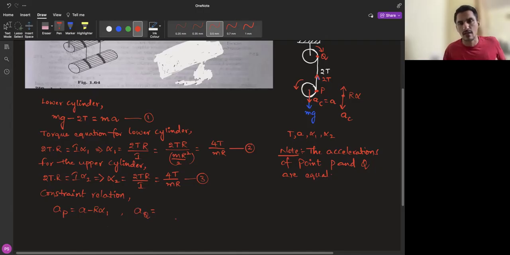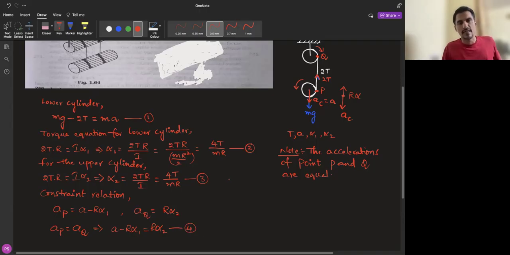Now, similarly, acceleration of point Q. Acceleration of point Q is simply R into alpha 2, because there is no translational motion for this. Translational acceleration will not be present here. Therefore, according to this constraint equation, AP is equal to AQ. Acceleration of point P is equal to acceleration of point Q. So let us write these two values. A minus R alpha 1 is equal to R alpha 2.